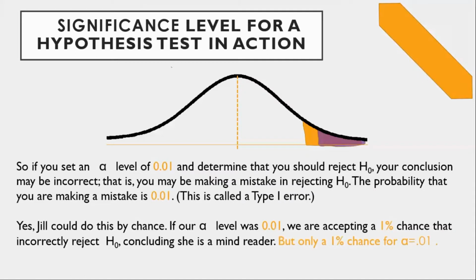So if we set that alpha level of 1%, we are saying that we will reject our null hypothesis if the p-value is less than that. Now, we could still be making a mistake here. Jill could have gotten really lucky and we'd be making a wrong conclusion, but this is only going to happen 1% of the time. So for a significance level of 0.01, we're only accepting a 1% chance of incorrectly rejecting the null hypothesis. That is, could Jill have pulled a fast one on us? Yes. What's the chance of that?